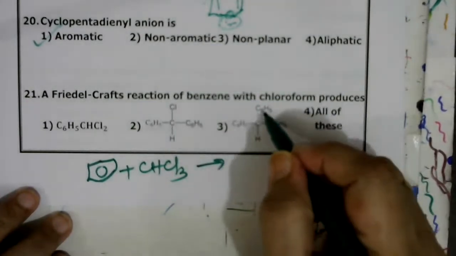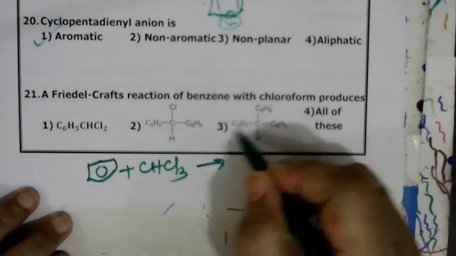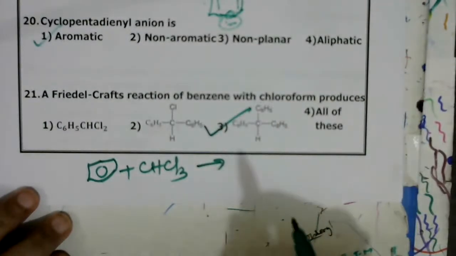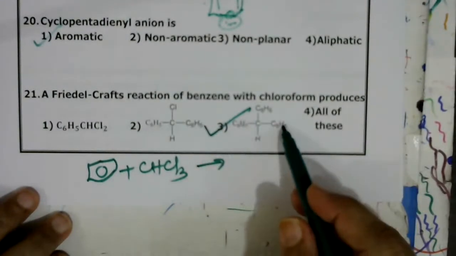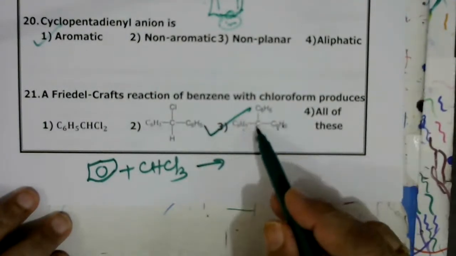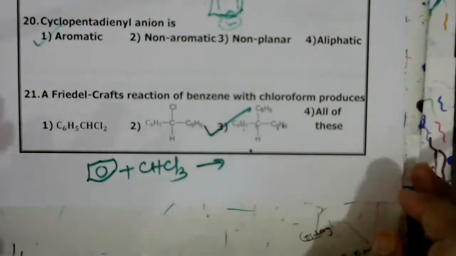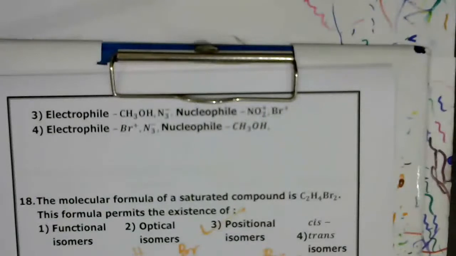So here also, like the alkylation they are asking, we can get 3 benzene over here. We are going to get the molecule like the third option, where we get triphenyl. It will be triphenyl methane. Okay, triphenyl methane. All of these are not possible.